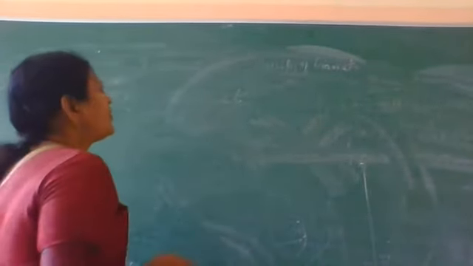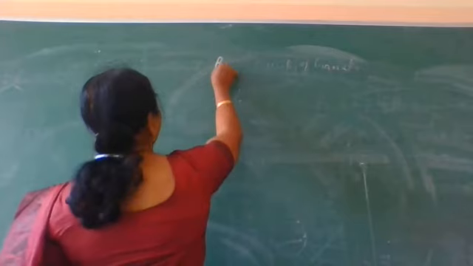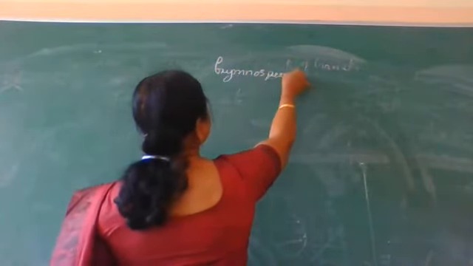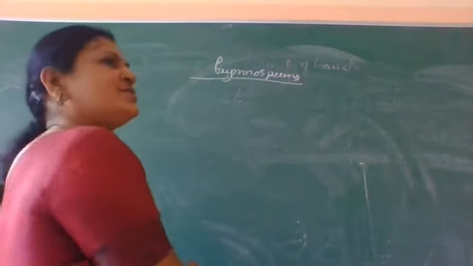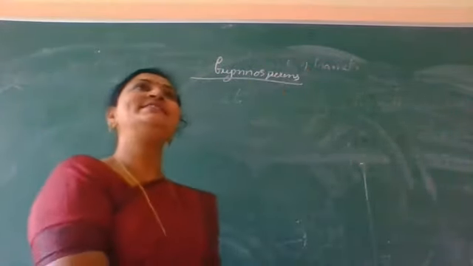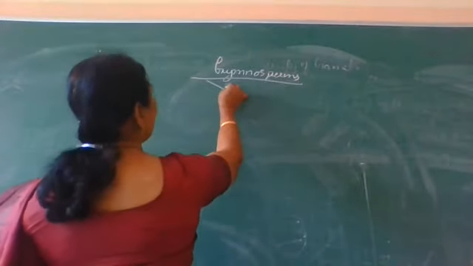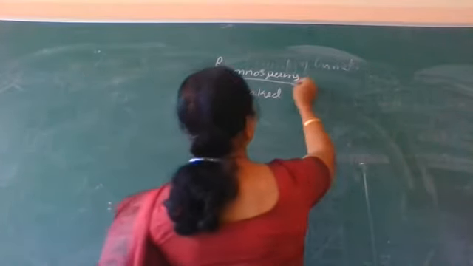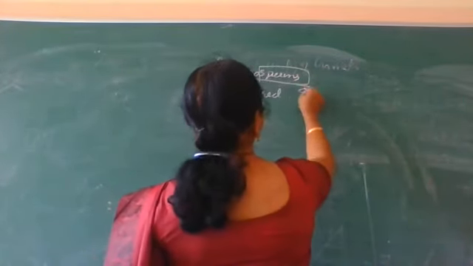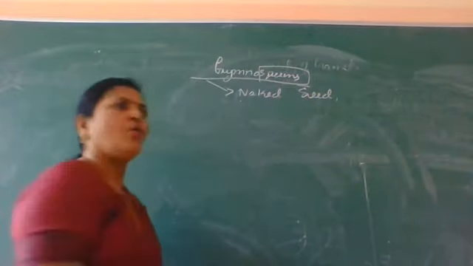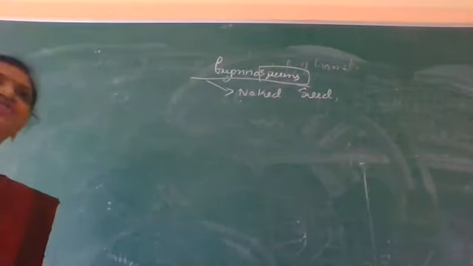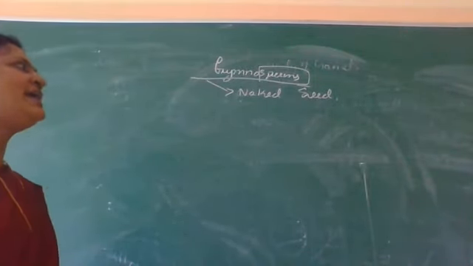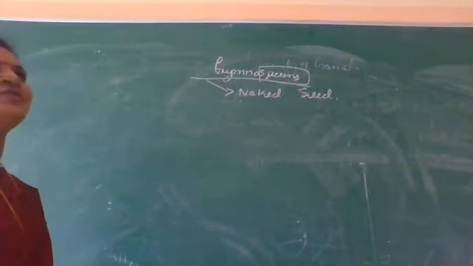The next group of plants are called gymnosperms. Why are these plants called gymno? Gymno means naked. Sperma means seed. Why are these called gymnosperms? Because of the naked seeded condition.